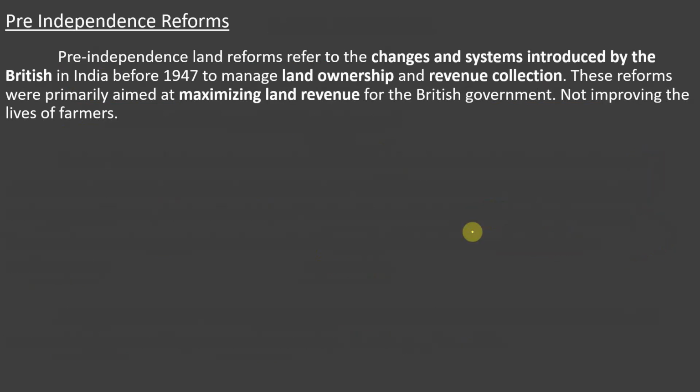So how were the land reforms in the pre-independence period? The pre-independence land reforms refer to changes and systems introduced by the British in India before 1947 to manage land ownership and revenue collection. During the British time, the government was mainly focused on the collection of revenue. They did not focus on improving the lives of farmers. The main aim of the British government was only revenue collection.